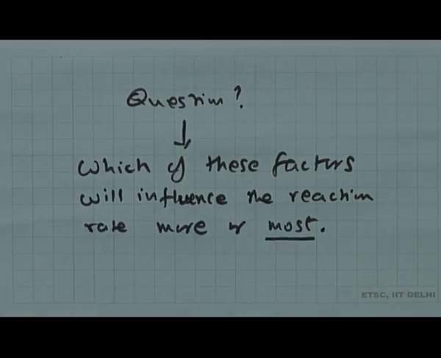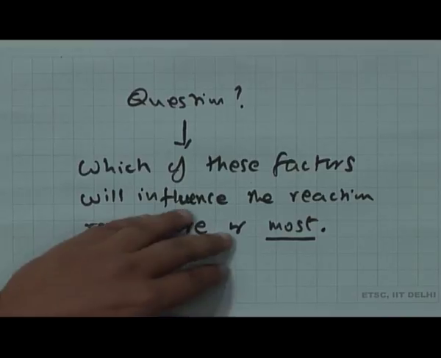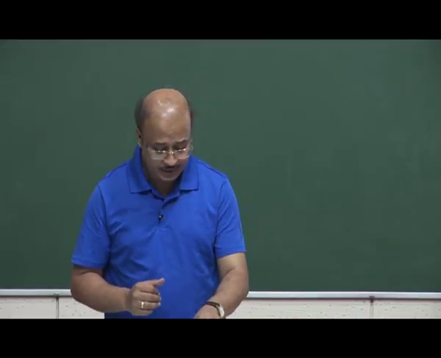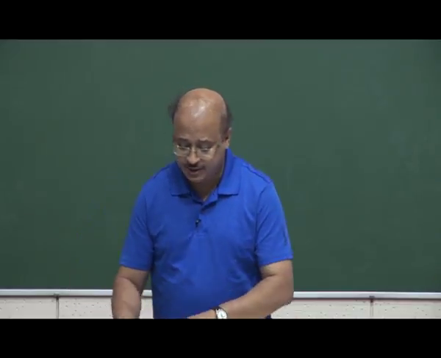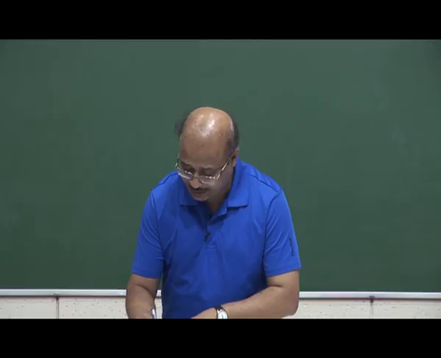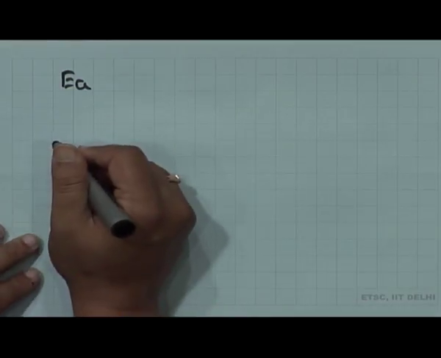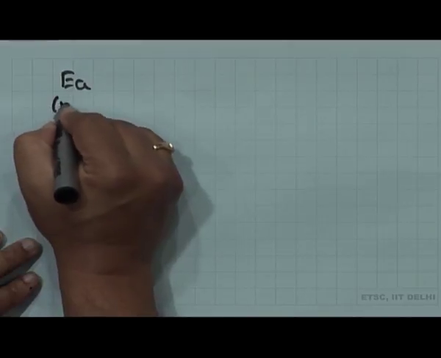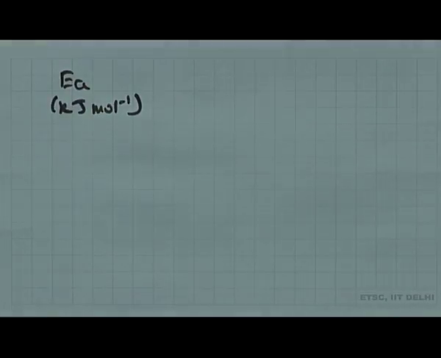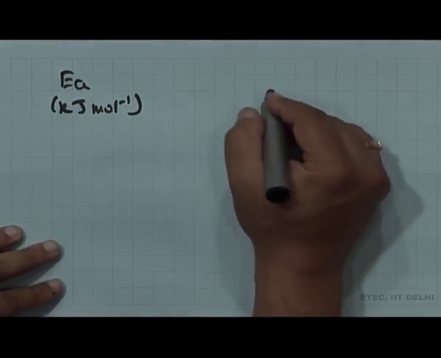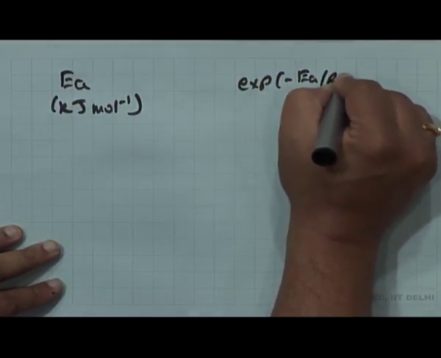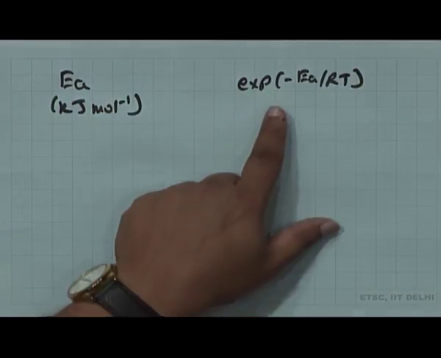Let us look at a small table to find out the answer for this. Now, follow the table carefully. Just give me some time to write the table down, then I can explain the same to you. So, what I am doing is, let this be EA, the activation energy given in kilojoule per mole. Then what I am writing in the table is exponential minus EA over RT. So, I am calculating this factor.